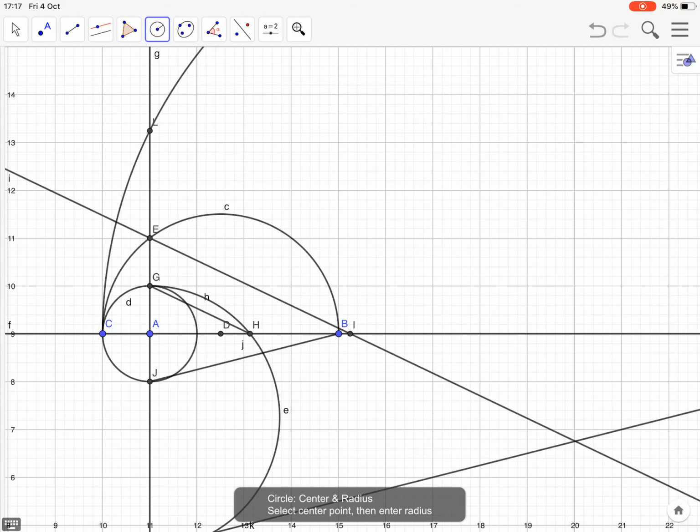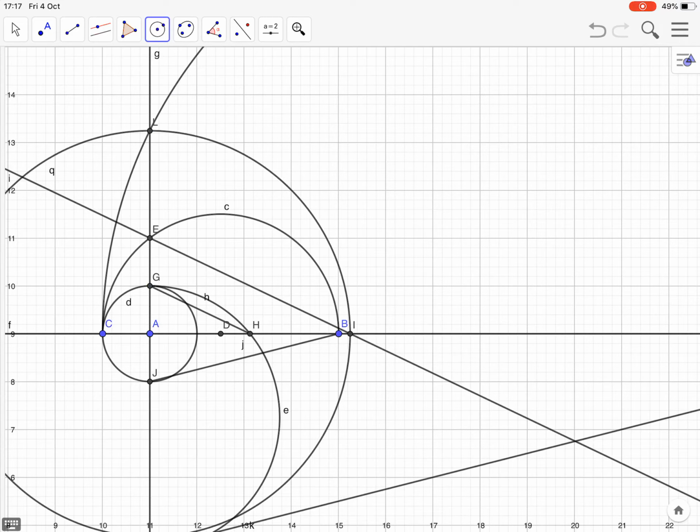Circle, yeah. So let's just check that the distance AL is the same as the distance from A to I. So center here, center here and through there, and hopefully this will also go through I. And look at that. So that's telling me that the product of the square roots is equal to the square root of the product.